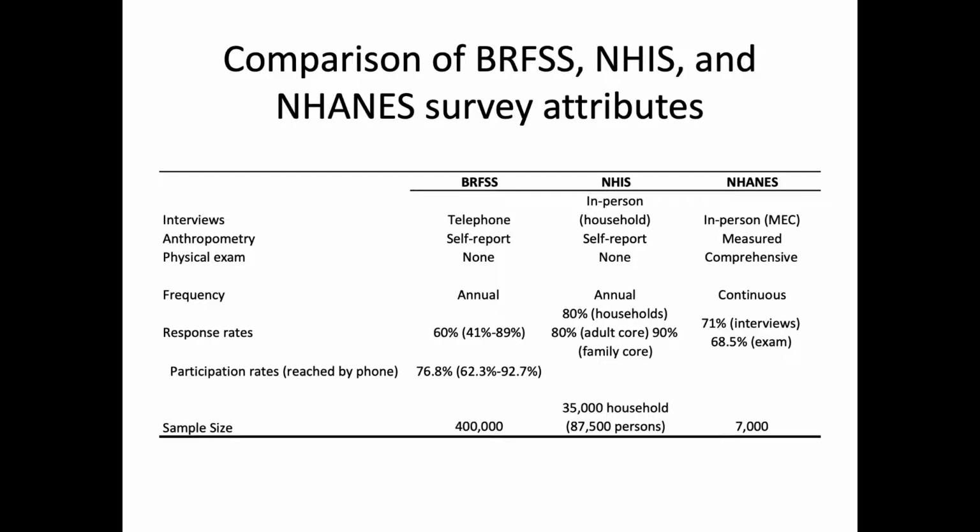taking blood for samples. And lastly, the sample size. BRFSS, across the nation, is about 400,000. National Health Interview Survey, around 30,000 households, upward of 100,000 people. And NHANES roughly about 7,000 people. And these all vary year to year, but these are just ballpark estimates.